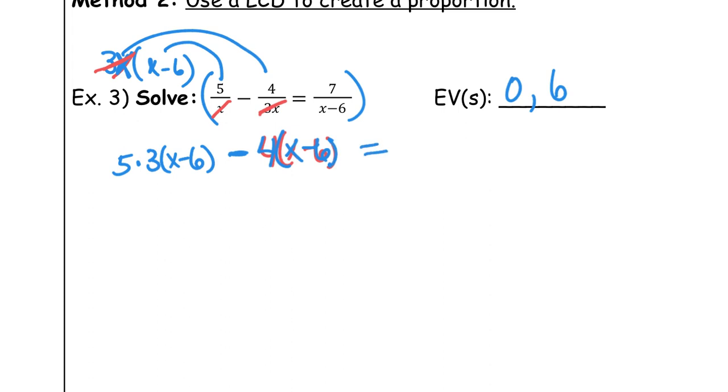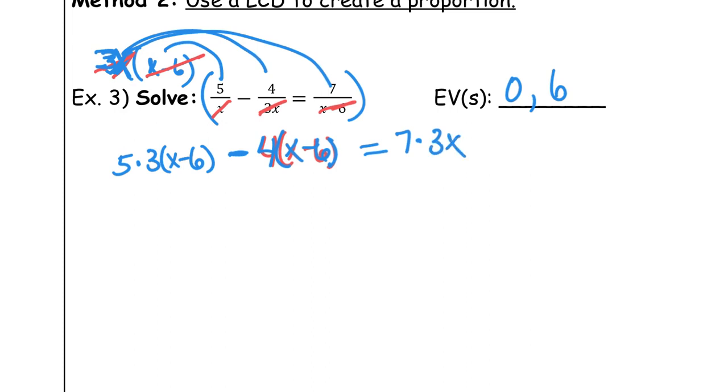And then I have equals. Now my 3x is back. And I'm going to go all the way over here. And this time I'll cancel off that and that, leaving me with 7 times 3x.